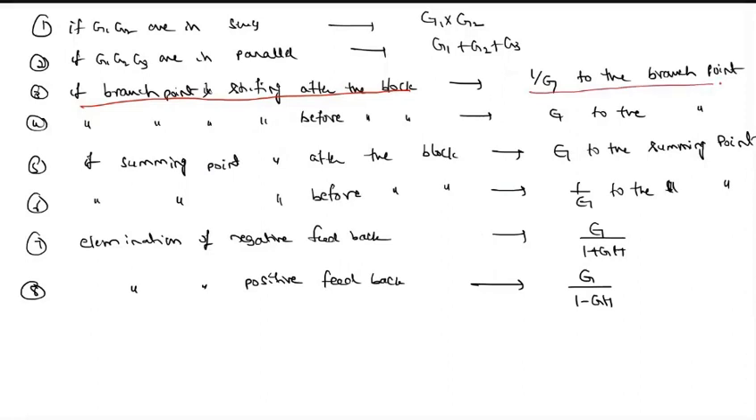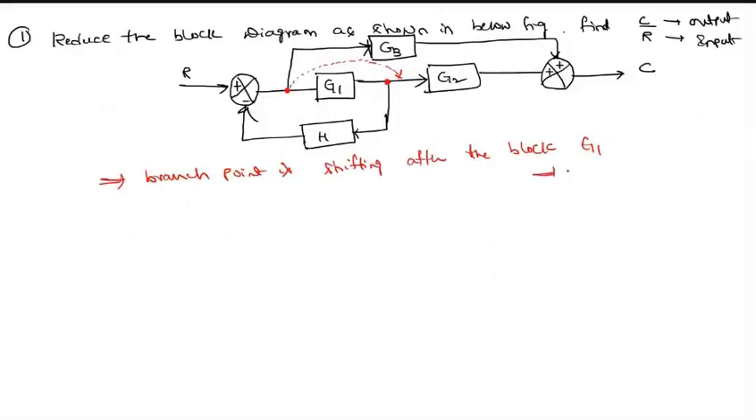I already told you in the rules, if the branch point is shifting after the block, you can add 1 by G to the branch point. That means you can add 1 by G1 to the branch point. According to rule number 3, I am going to write 1 by G1 to the branch point. So if you shift it, what is the resultant block diagram? For each and every step, you need to draw the resultant diagram.